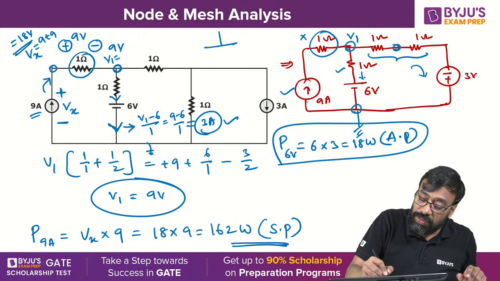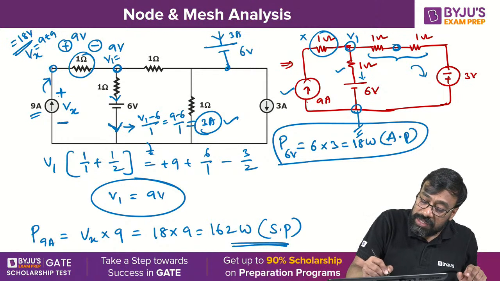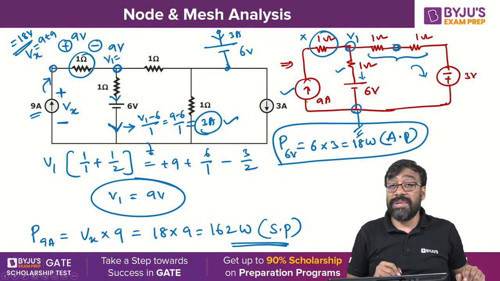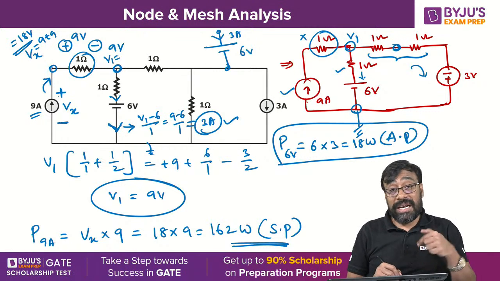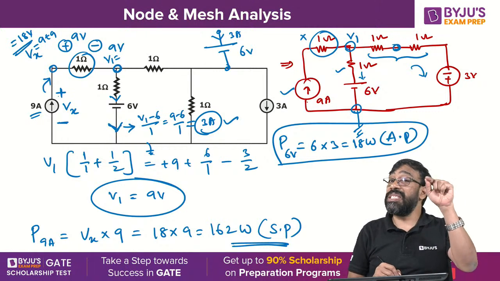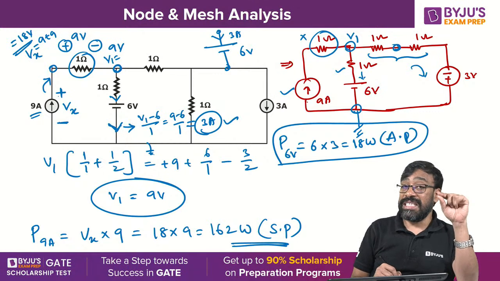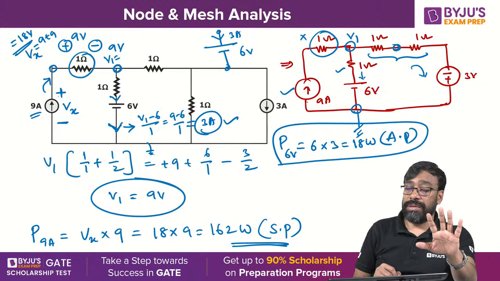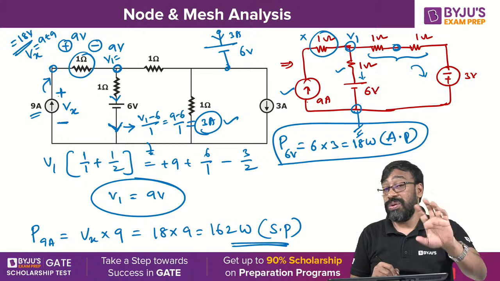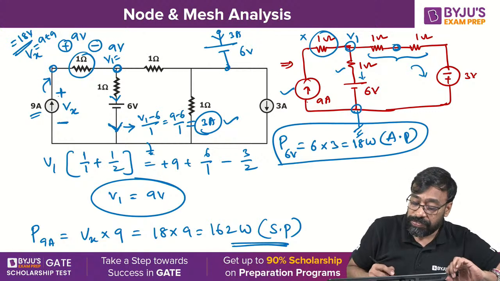This is the voltage source, 6 volts. This is the 3 ampere. The current is entering into the positive terminal. Leaving from negative but entering into positive. Always think with respect to the positive terminal. If current is entering into positive, it is absorbing the power. If the current is leaving from the positive, it is supplying the power. That's it. Understand, all of you?